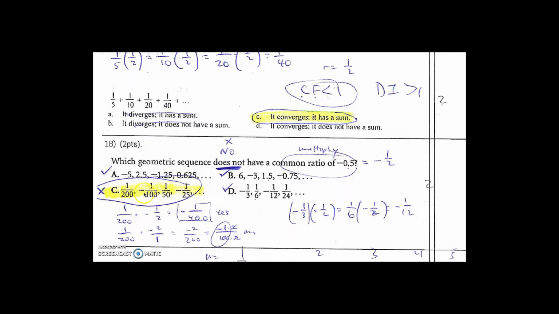But over here, yes, you can multiply by -1/2 to get -1/400. That would be wrong. That's what you should have had right on the second list. But here, you're multiplying by -2. So C is the one that does not have a common ratio of -1/2. It has a common ratio of -2, so that one's the correct answer.